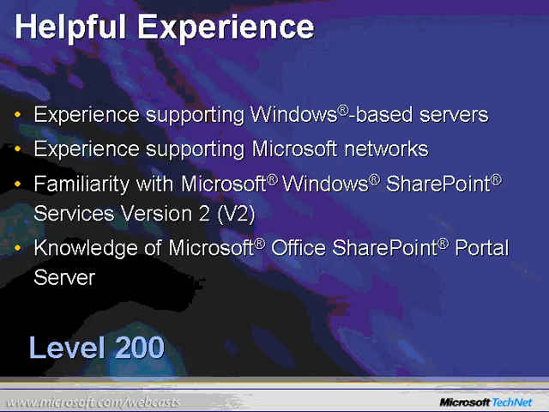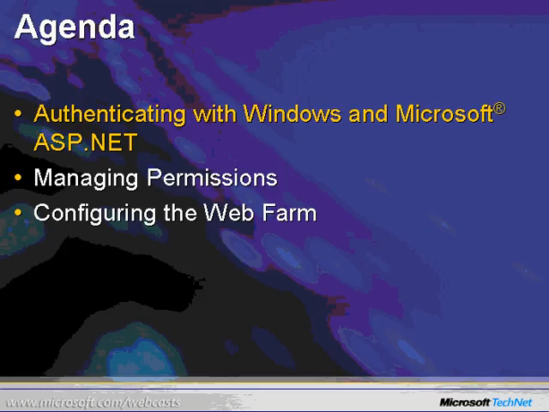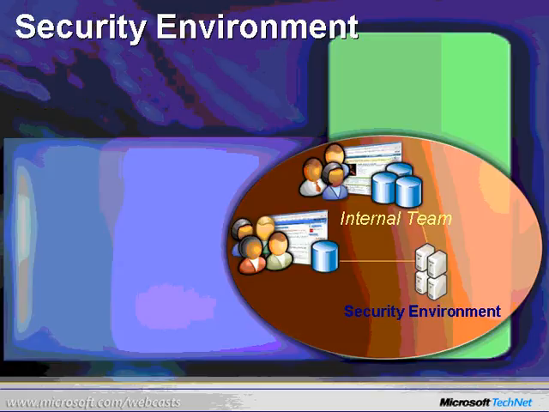I've divided this session up into the following agenda items. We'll begin the session with a discussion of the different authentication methods and their roles within SharePoint 2007. We will also review the limitations in authentication. Next, we will discuss different permissions and access rights available in SharePoint 2007, and we will also review new permissions that are now available in SharePoint 2007. Finally, we'll examine the configuration of the web farm for SharePoint 2007, from secure topologies and communications to security hardening. So let's start by taking a look at the security environment.